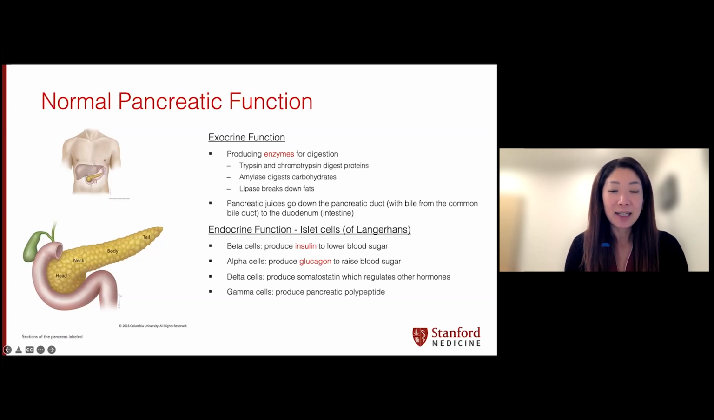Our focus today will be more on the endocrine or hormone function, which is really centered around the islets of Langerhans. So the beta cells, which some of you might have heard of, are the main cells that produce insulin, which helps to lower the blood sugar. There are also alpha cells, and these make glucagon, which does the opposite and helps to raise blood sugar. There are also delta cells, which make somatostatin and help to regulate other hormones. And then the gamma cells produce pancreatic polypeptide.